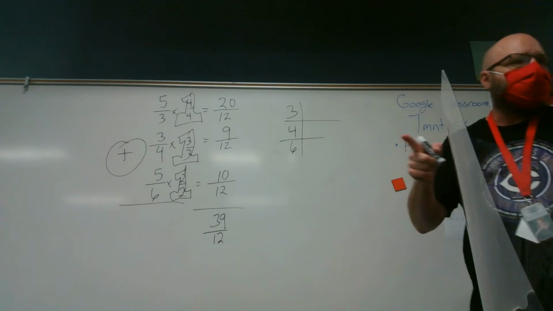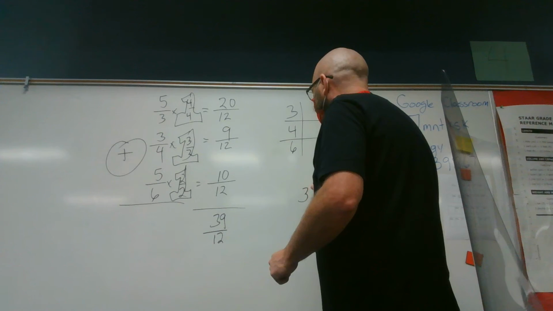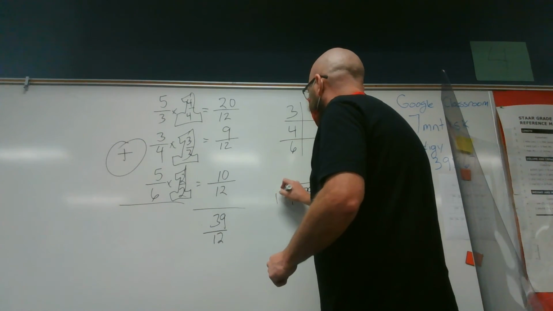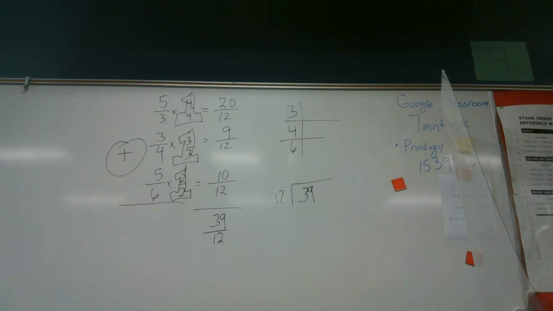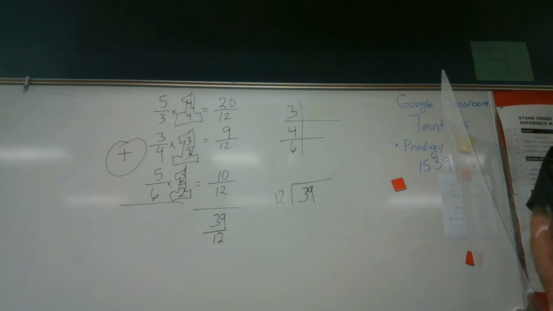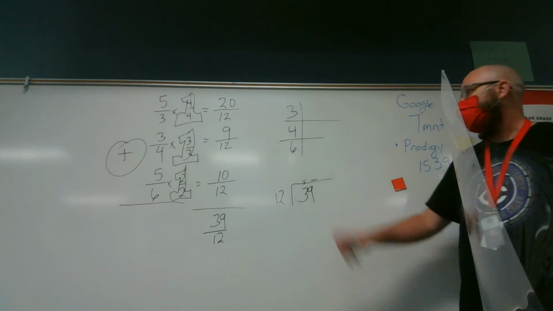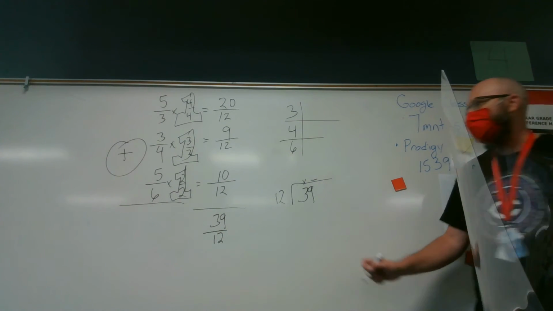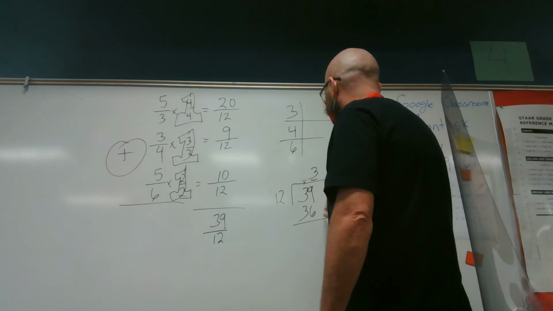So to change an improper fraction to a mixed number, I have 39 divided by 12, which is what this says. A fraction is simply a division problem. I'm going to change this to a mixed number. So how many times is 12 going into 3? It doesn't. How many times is 12 going into 39? 3 times. And 3 times 12 is 36.